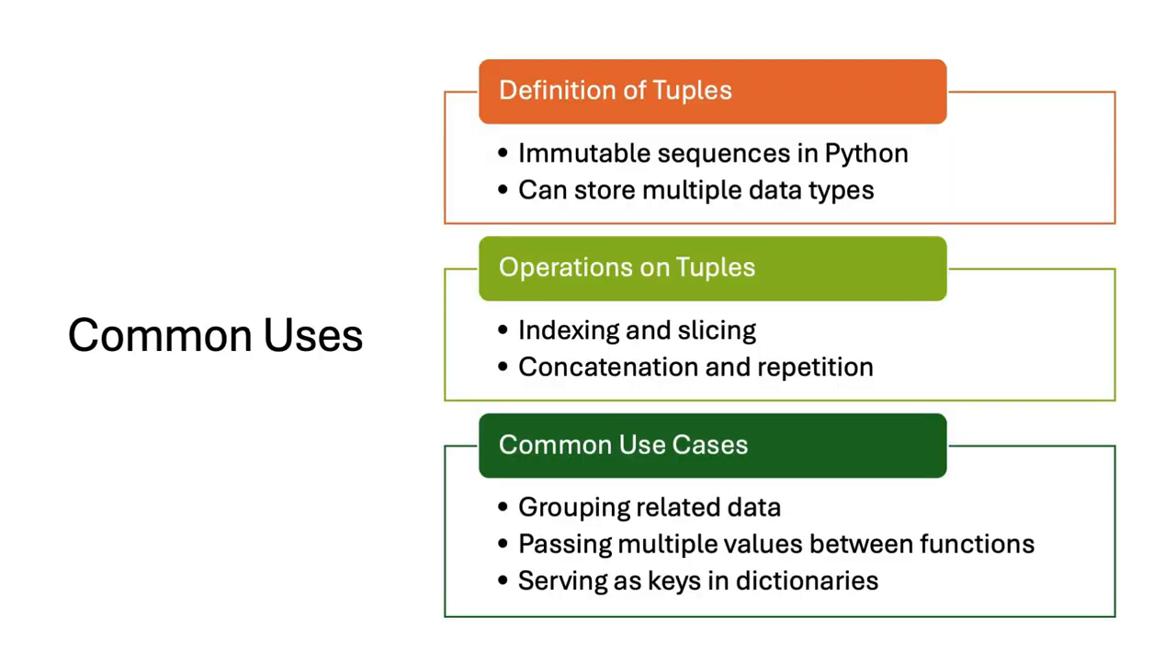Tuples are immutable sequences in Python that can store multiple data types. They support operations like indexing, slicing, concatenation, and repetition. Common use cases include grouping related data, passing multiple values between functions, and serving as keys in dictionaries.